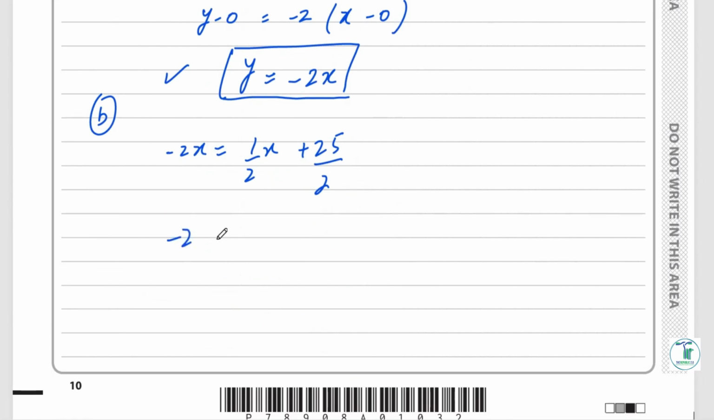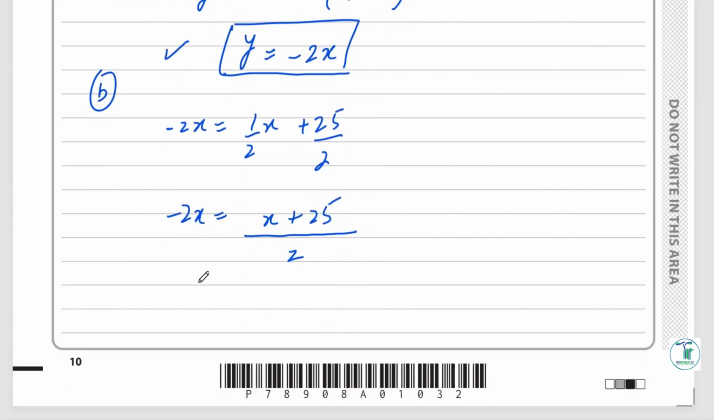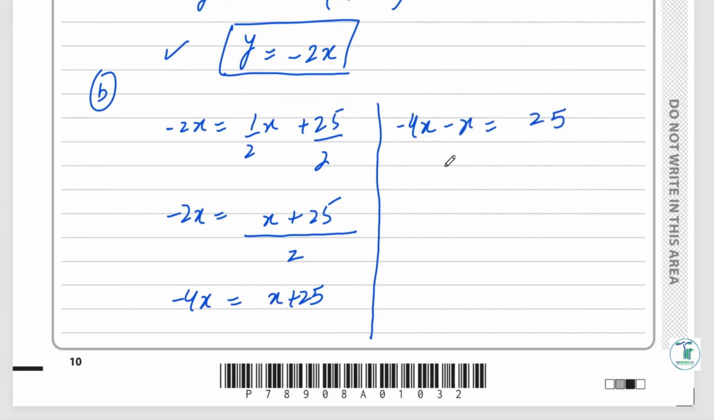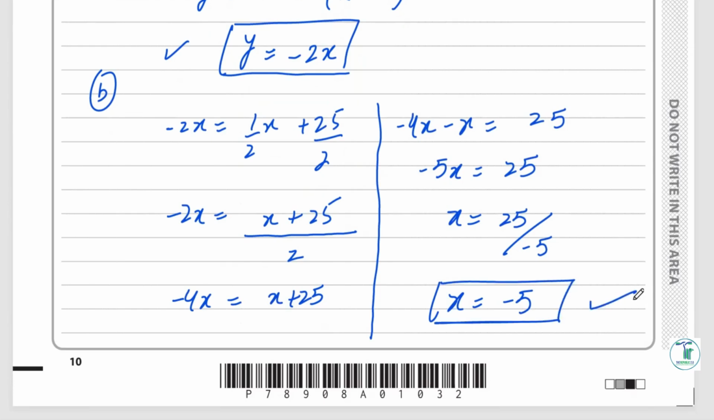So negative 2x equals 1/2 x plus 25/2. I'm going to multiply by 2 on both sides. So I have negative 4x equals x plus 25. Then negative 4x minus x equals 25, and from here, negative 5x equals 25. And x would be equal to 25 divided by negative 5, which comes out to be negative 5. So that is how we'll get the value of x.